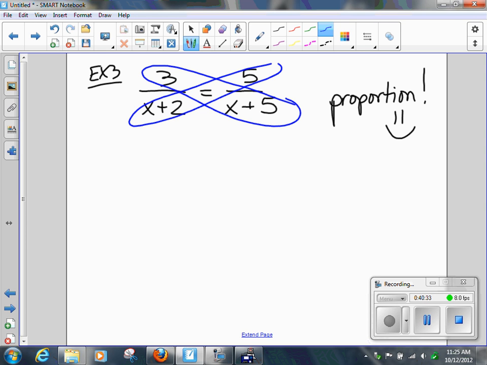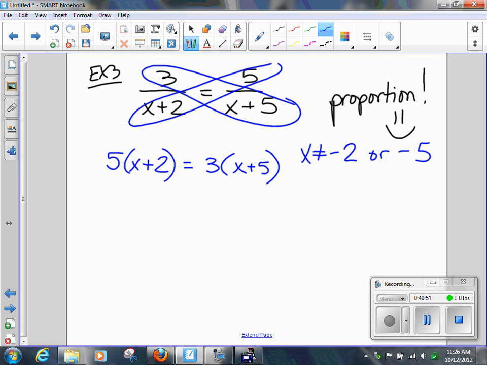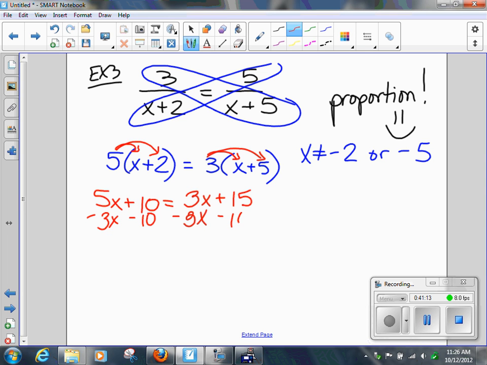First of all, what can x not equal? Look at the left side. It can't be -2 or -5. All right, let's see. 5 times x plus 2, 3 times x plus 5. Here we go. Distribute. 5x plus who? 10 is equal to 3x plus 15. And then let's solve. 2x is equal to 5.